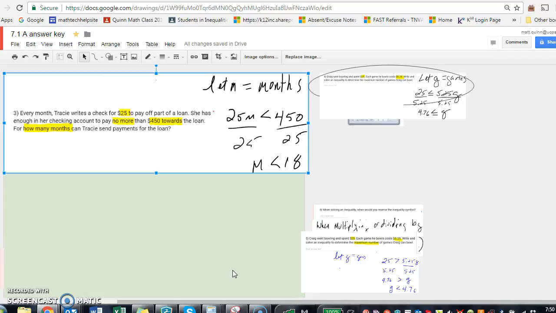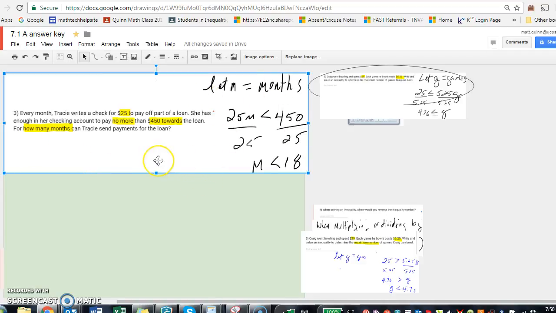A good strategy for this one for me is this: we know we're dealing with an inequality, so that means there's going to be a variable somewhere. The first thing I want to do is figure out what we're looking for. What is the question actually asking us? Hopefully that will be reflected in our variable. Down here I have it highlighted: for how many months can Tracy send payments for the loan? How many months? So I said let M equal the months.